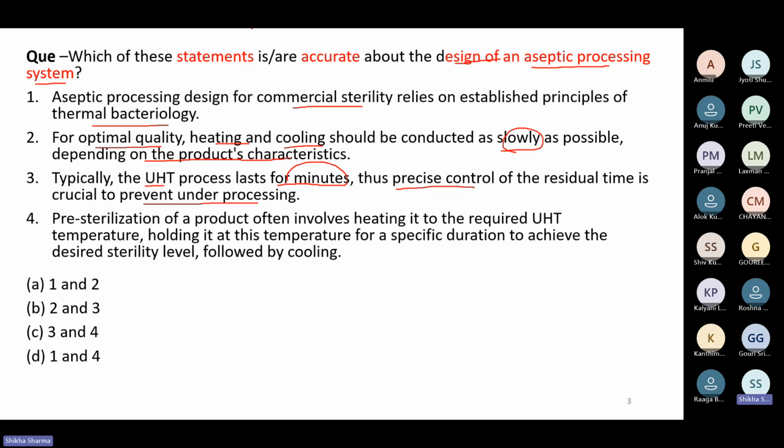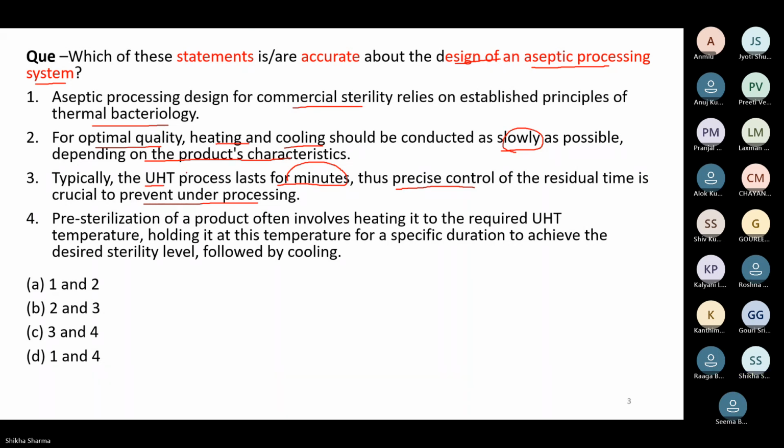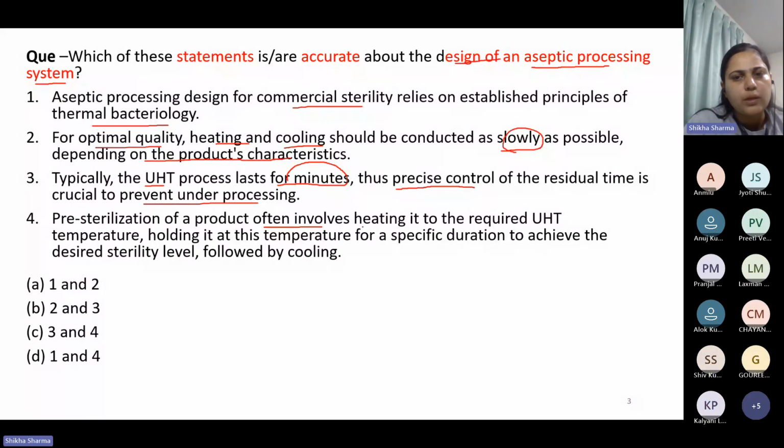And the fourth statement is saying that pre-sterilization of the product often involves heating it to the required UHT temperature, then holding it at that temperature for a specific duration of time to achieve the desired sterility level, followed by cooling. So would anyone like to give an opinion on this?